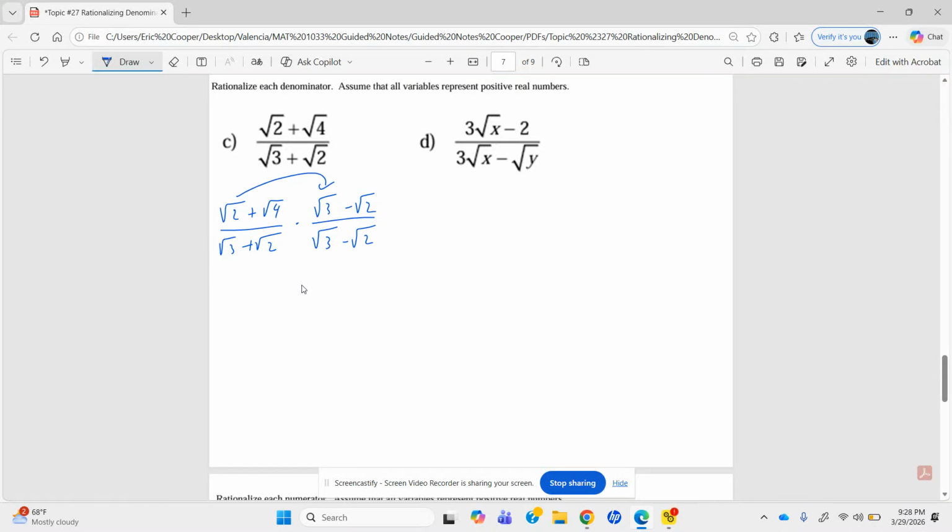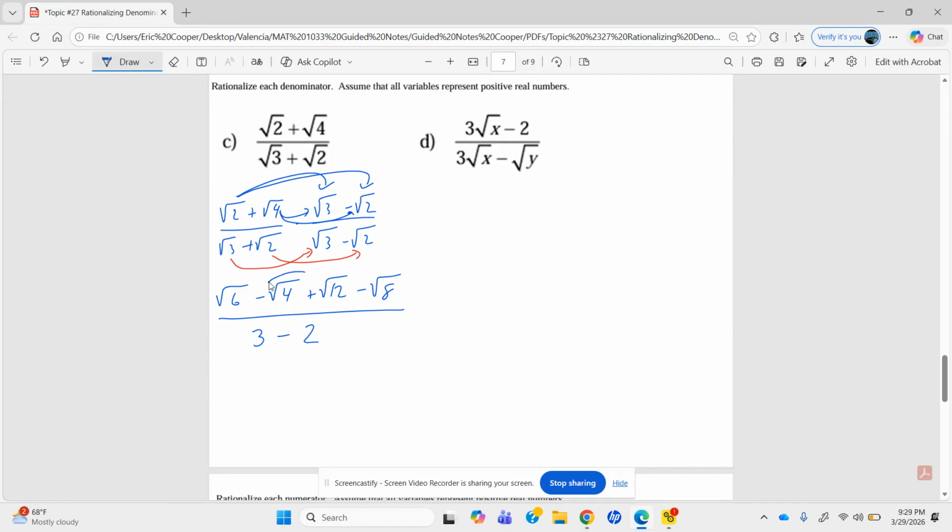So at the top, we'll go through and FOIL this out. Square root of 2 times square root of 3 is square root of 6. Square root of 2 times negative square root of 2 is negative square root of 4. Square root of 4 times 3 is square root of 12. And then square root of 4 times negative square root of 2 is negative square root of 8. On the bottom, they're conjugates. So we'll just do the first and the first, and the last and the last. Square root of 3 times square root of 3, the square roots go away, so that's just 3. Square root of 2 times negative square root of 2, the square roots go away, but a positive and a negative make a negative, so that's negative 2.